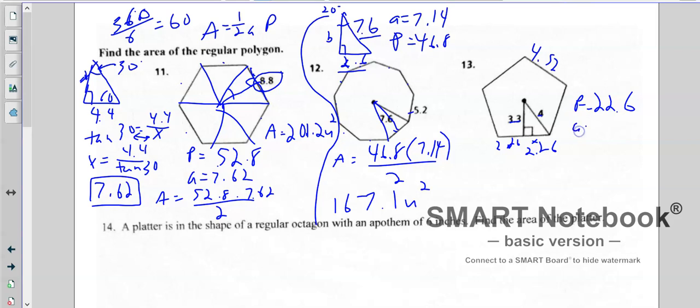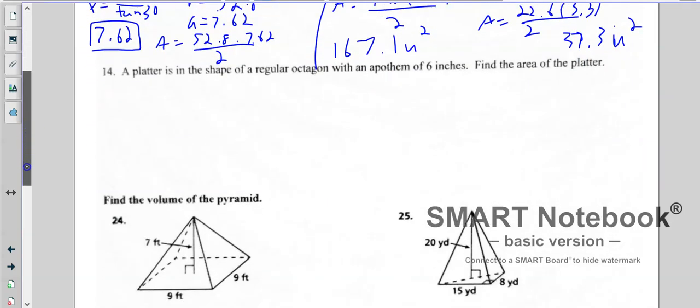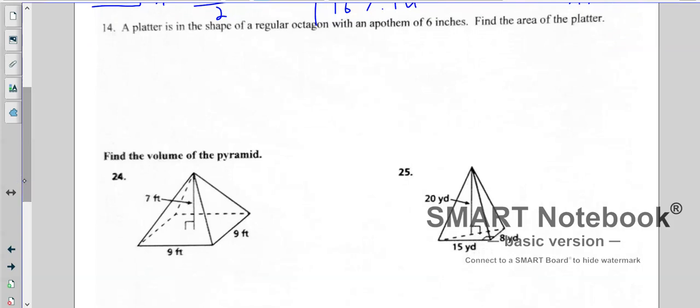We already have our apothem. It's given to us. It's 3.3. So this one's easy. Area equals 22.6 times 3.3 divided by 2, which gives us 37.29 or 0.3, whatever you want to do, units squared. Okay, so again, this is just a good review because we will be needing to find areas of regular polygons for the second half.